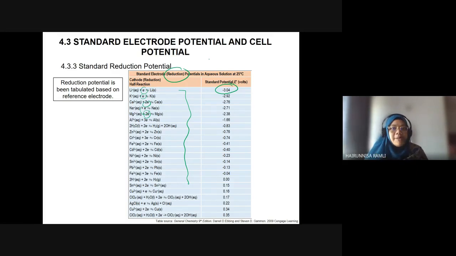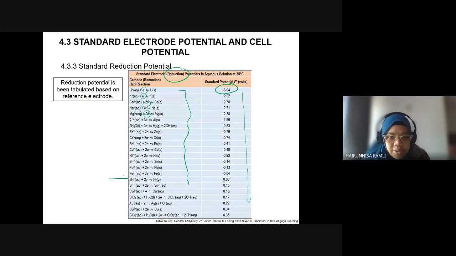So it means here, paling negatif dalam table ni adalah lithium. So lithium you paling mudah oxidize. Sebab value dia paling negatif. Dia susul ikut value eh. Makin ke bawah, makin positif. You tengok kat sini.